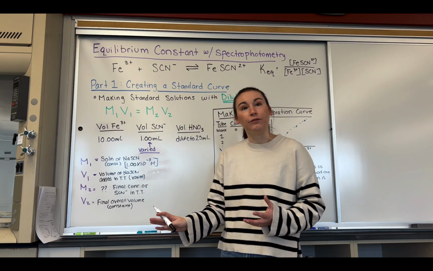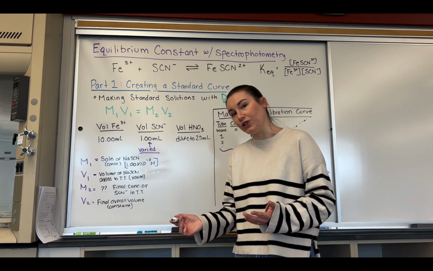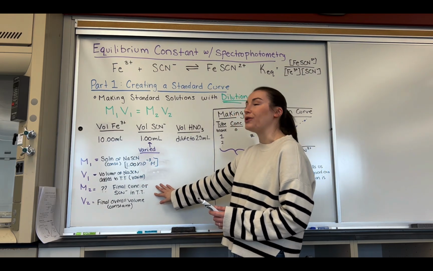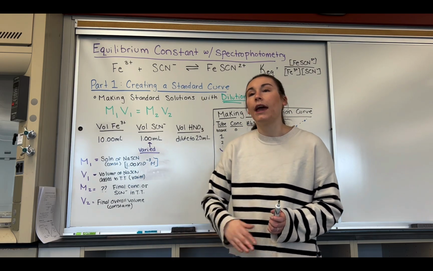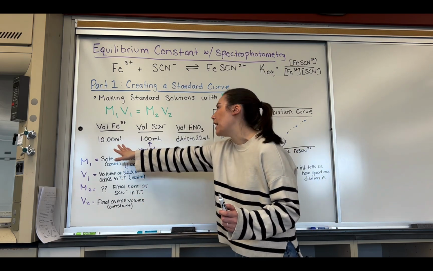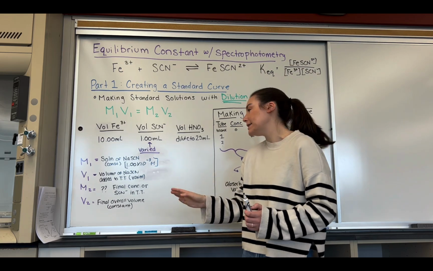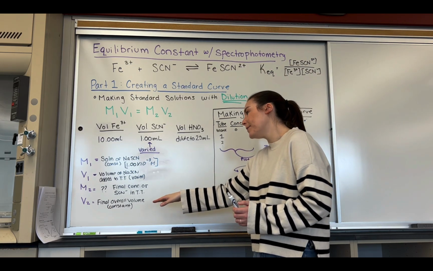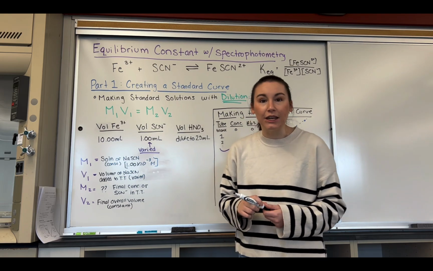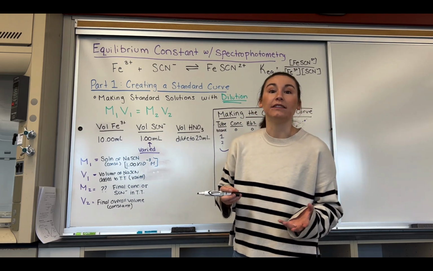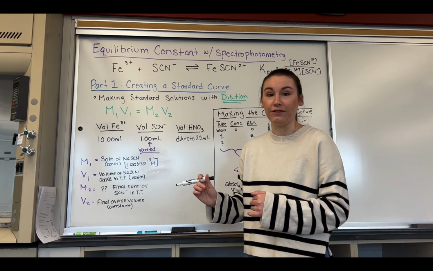M2 is what we're looking for. That's what we're solving for in this dilution. That will be the final concentration of the thiocyanate ion in our test tube, okay, after we've done our dilutions with the iron and the nitric acid. That'll be our final concentration there. And then V2 is the overall volume that our test tube is getting to. That is also going to be constant for every test tube in this portion of the lab.